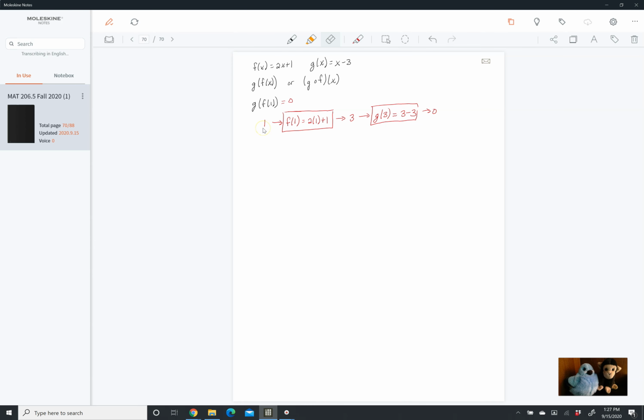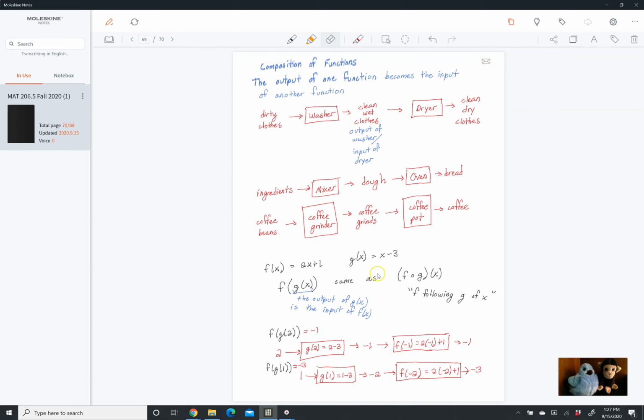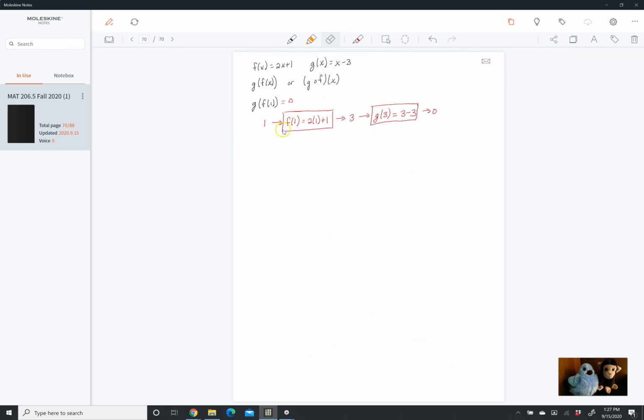So you can see actually that order matters. f of g of 1 and g of f of 1 are two different things. f of g of 1 is -3. g of f of 1 was 0. Okay, here's the thing though. If you have to do this with a lot of different numbers, right? If I wanted to give you f of g of 2, f of g of 3, f of g of 7, f of g of 10, this is going to start to get really cumbersome.